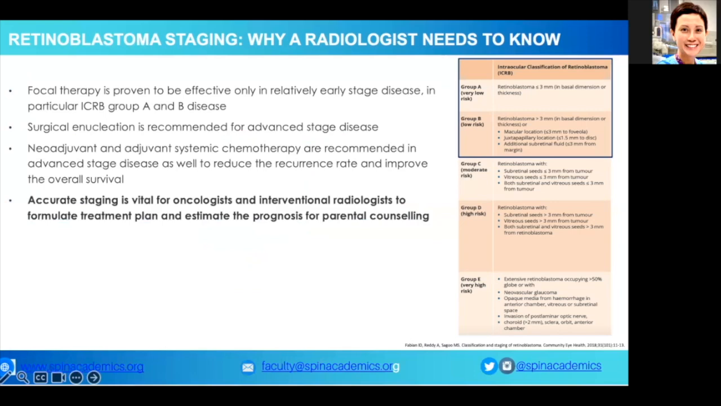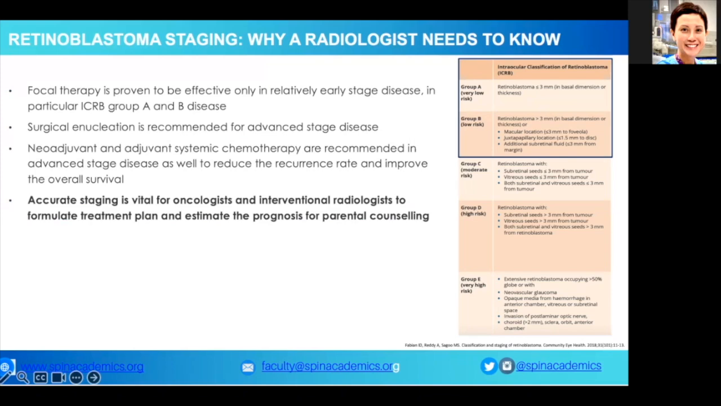In retinoblastoma, there is focal therapy, which is proven to be effective only in relatively early disease, in particular ICRB groups A and B disease. Current treatment modalities include laser or cryotherapy. These are focal therapies. Also intravenous chemotherapy, intraarterial chemotherapy, and surgical enucleation.